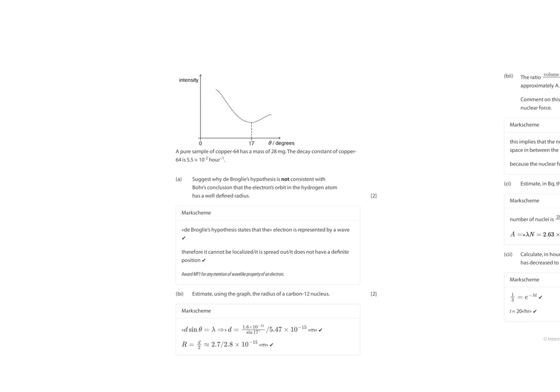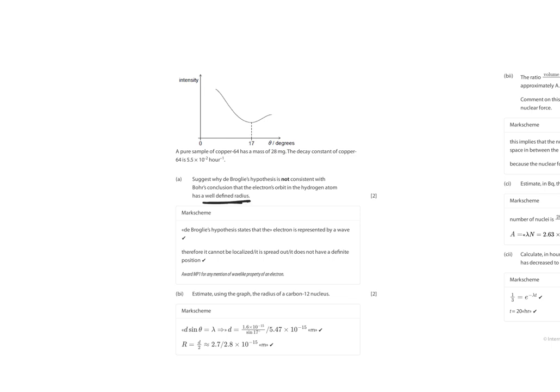Okay, a pure sample of copper-64 has a mass of 28 milligrams, and the decay constant of copper-64 is 55 times 10 to the negative 2 decays per hour. And then de Broglie wavelength, I think that's later in topic E. It says, not consistent with Bohr's conclusion that the electron's orbit in a hydrogen atom has a well-defined radius. Bohr had the right idea in that the electron should be in a certain spot, but a well-defined radius is not how we know it to be.